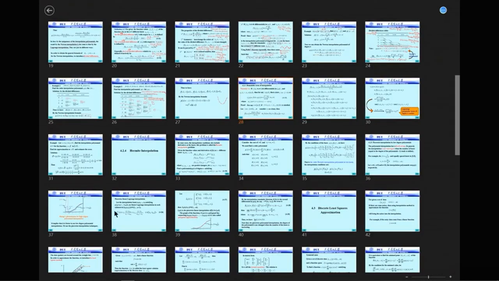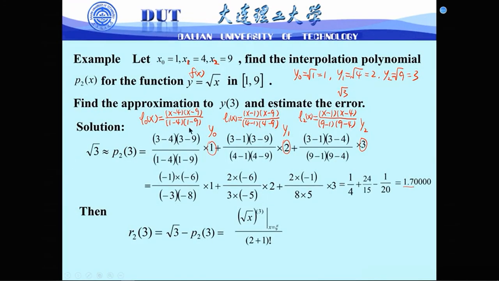Because here we consider just 3 nodes, so n equals 2 here. It's okay? This means n equals 2. So the (n+1)th order derivative is the third derivative of f at c, right? At c, divided by (2+1) factorial, and multiply, don't forget, multiply (x minus x0), (x minus x1), multiply (x minus x2). It's okay?